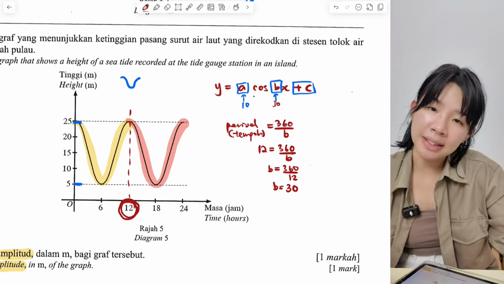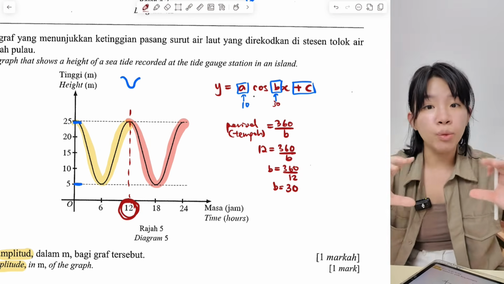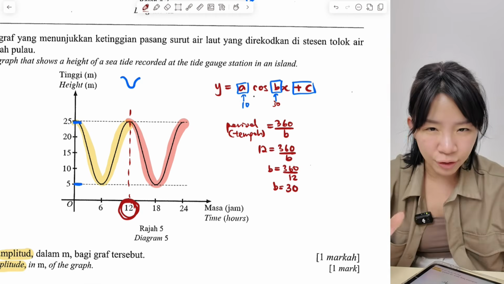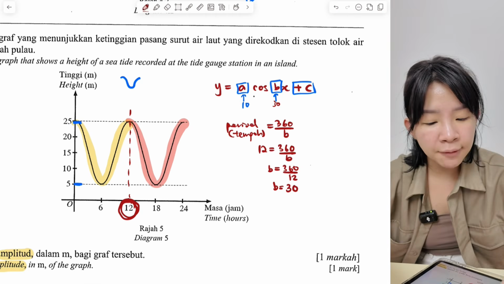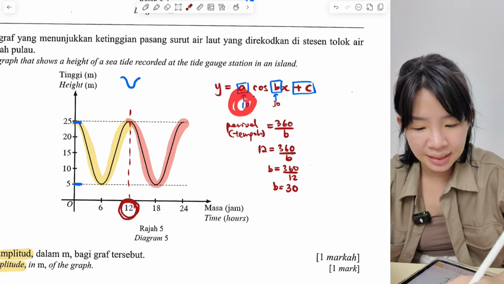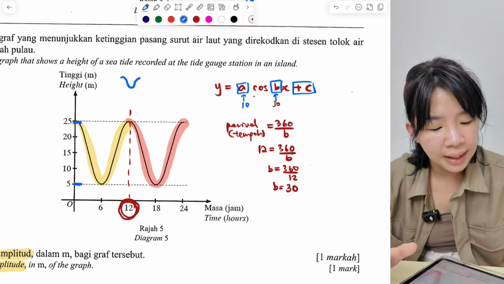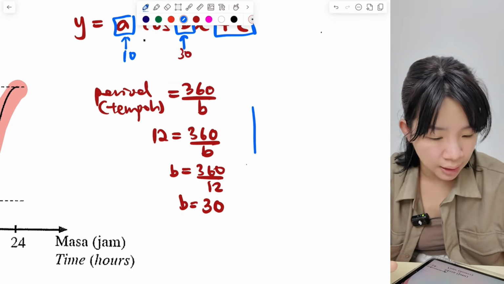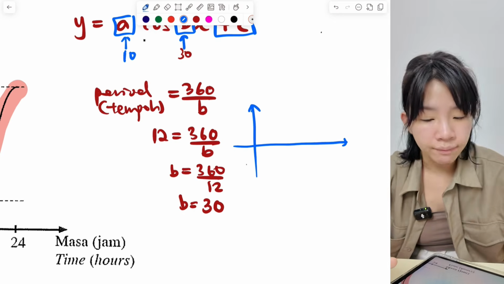Okay, how about C? C tells us whether the graph moves up or down. Now, obviously the graph moves. Because the amplitude is 10, let's imagine without the C, the original graph, how should it look like? Let's say the cosine graph, underwear.